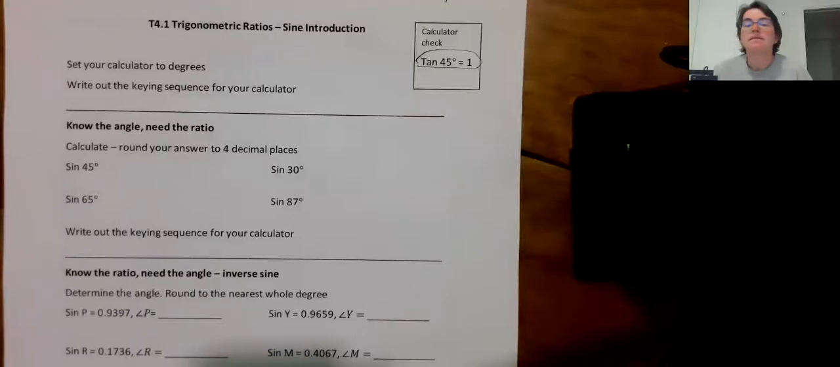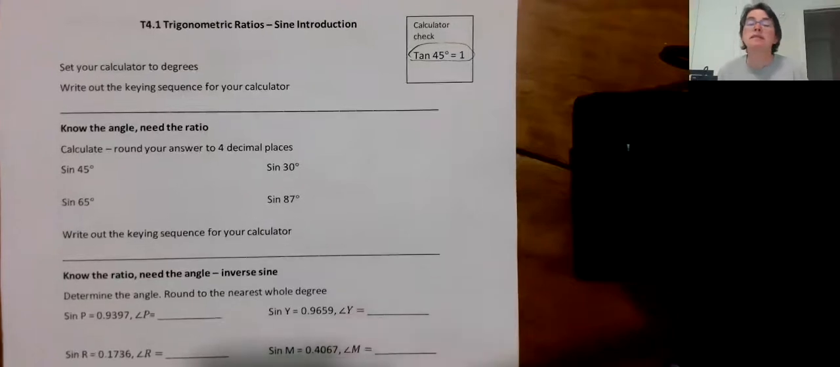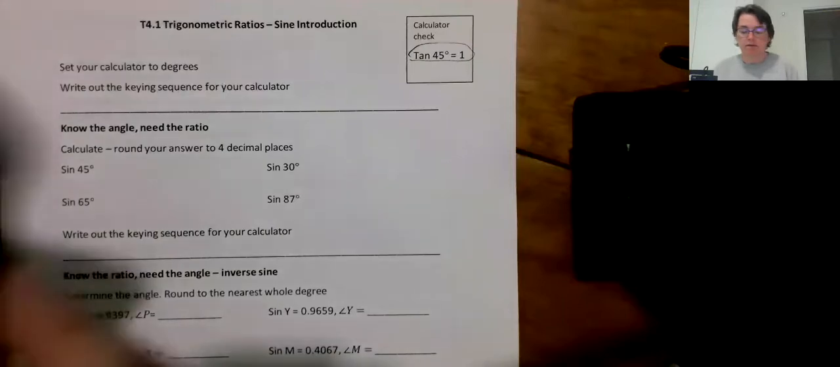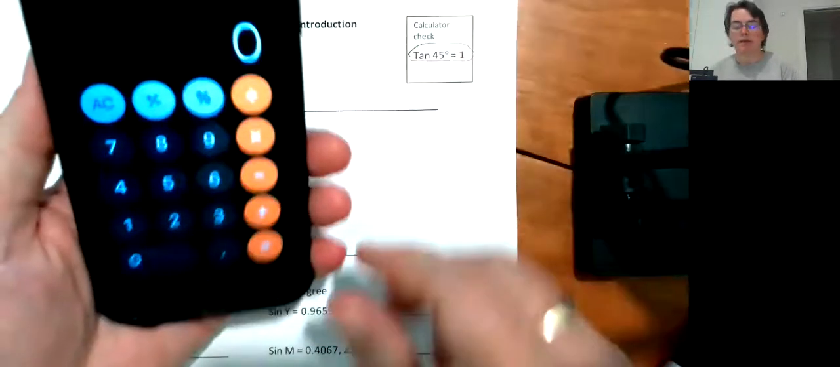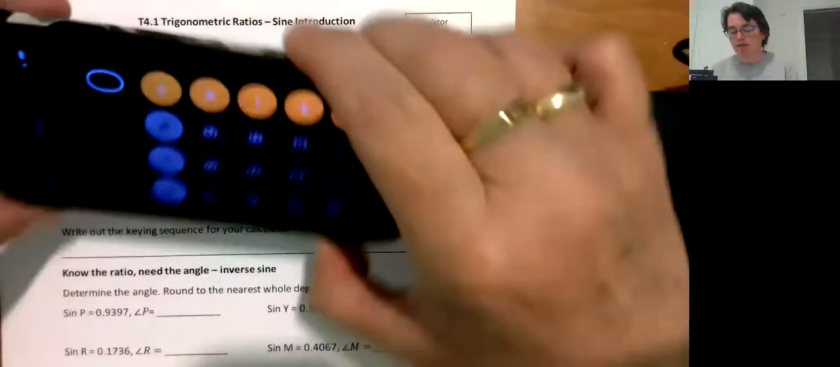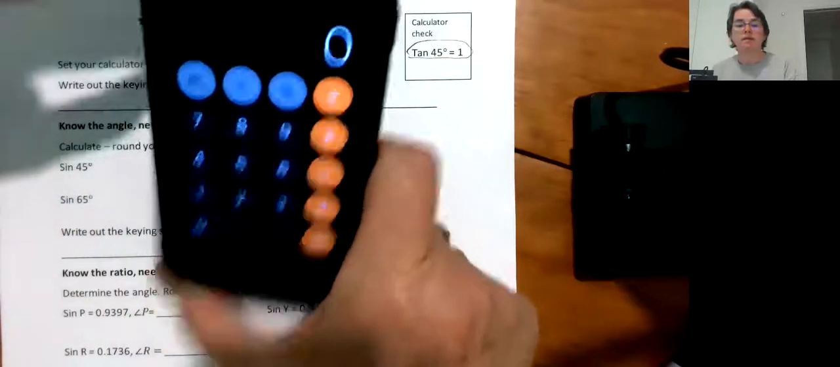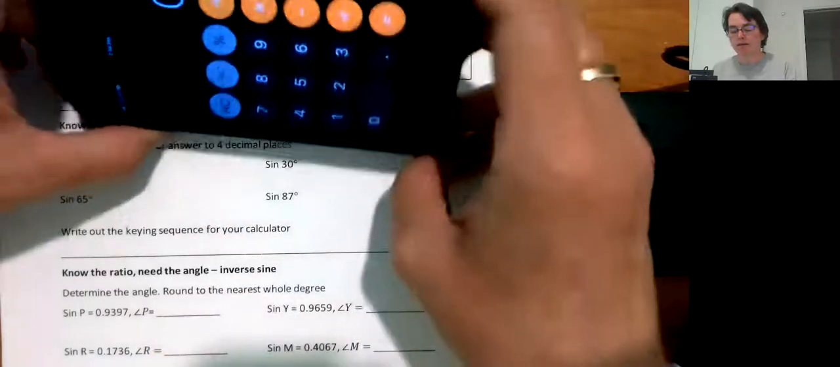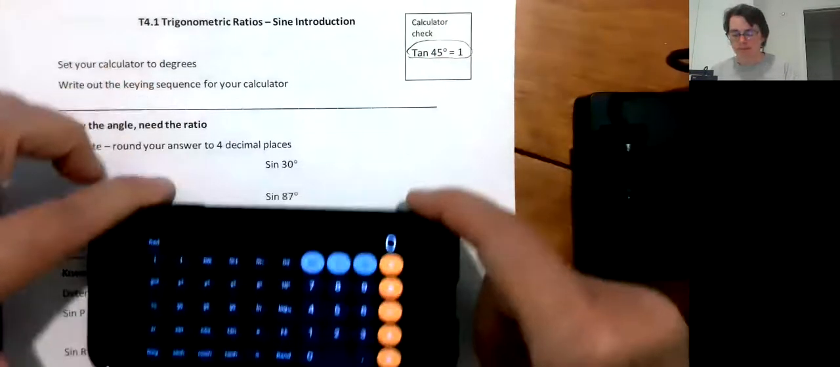There, this is the video on the beginning of the sine trig functions, and you will need a scientific calculator for this. You can use your phone. Okay, so you all know that if you turn your phone sideways, it'll go from a kind of boring calculator to a way more exciting scientific calculator.